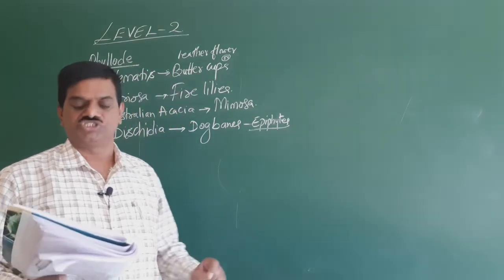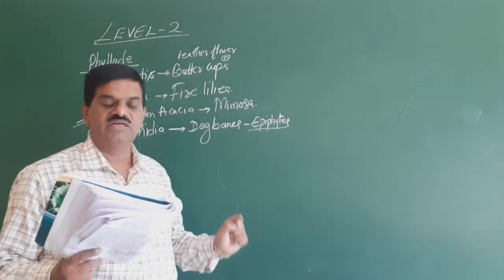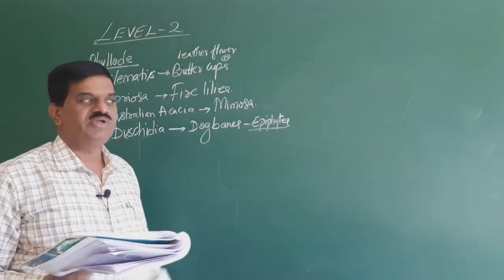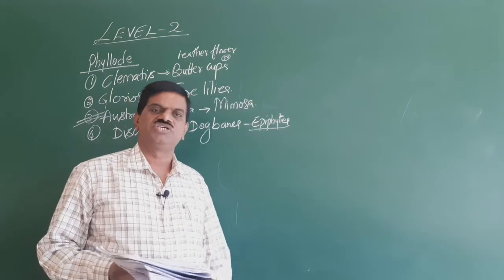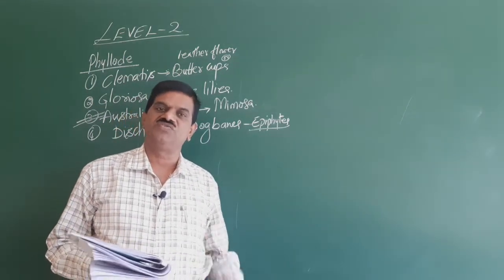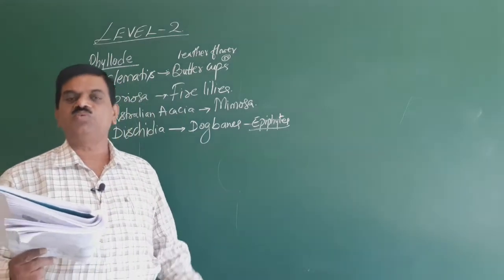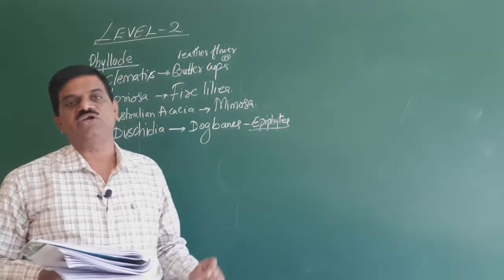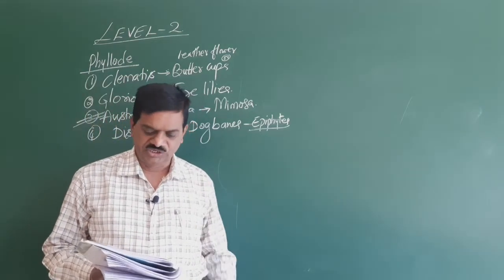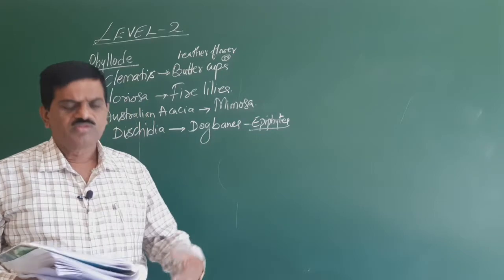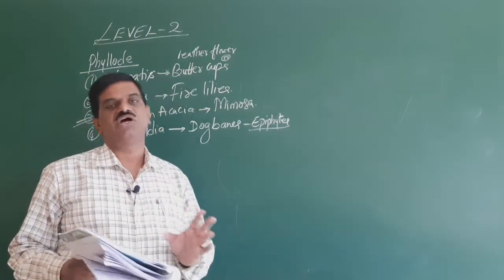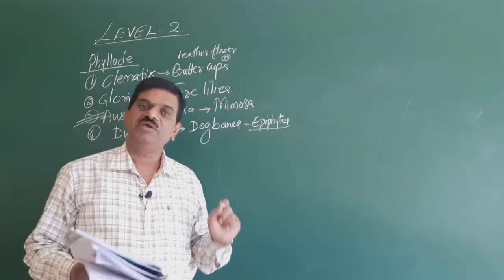Parallel venation occurs in. First one is monocots. So, we know that in all the monocots there is a presence of parallel venation. So, the first option itself is the right option. The second one is dicots. In dicots, the venation is always reticulate venation. So, it is not the answer. All angiosperms. In angiosperms we see both dicots and monocots. So, that will not be the answer.